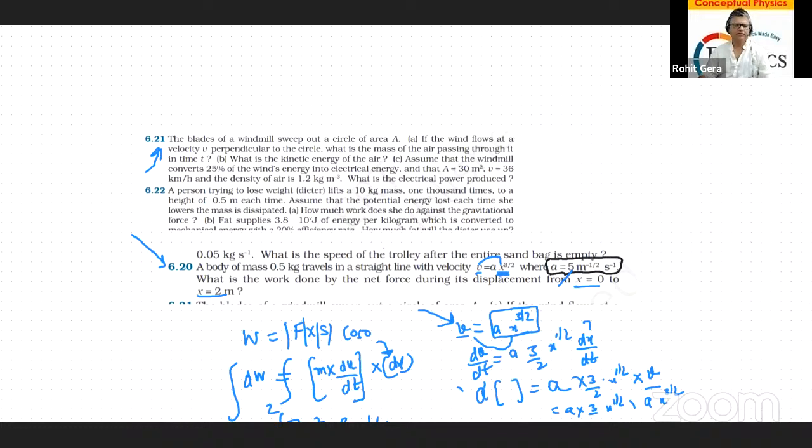So how do I remove this? I brought omega also inside this, and I'm having half mv square, which is causing this rate of change of area. Now how do I convert this rate of change of area into energy? Essentially in rotational motion, or in a uniform circular motion also, it is half I omega square, but I is the moment of inertia.